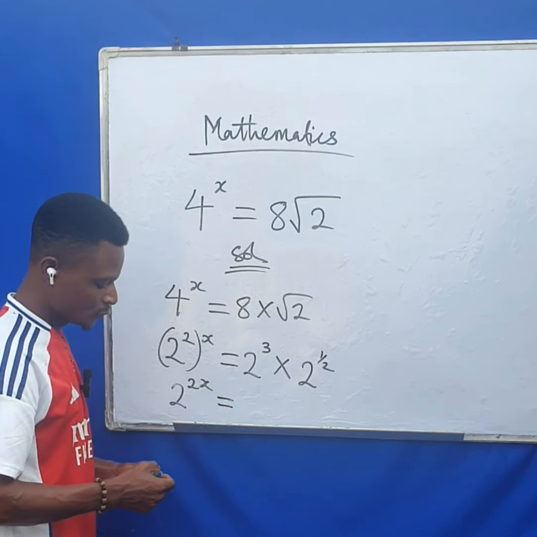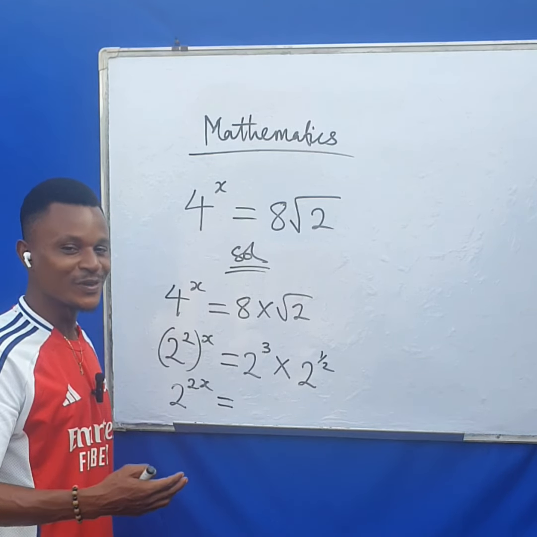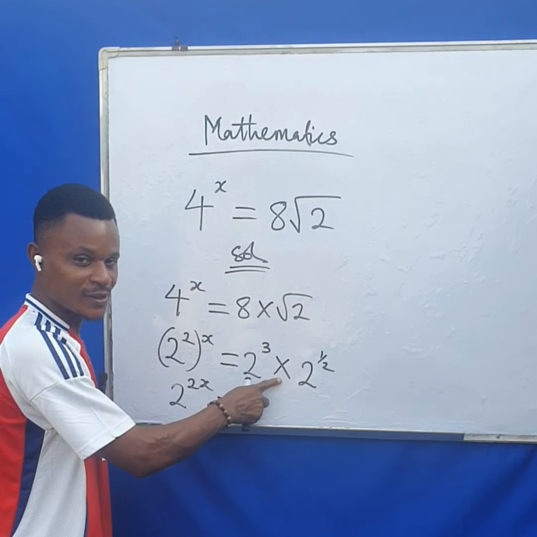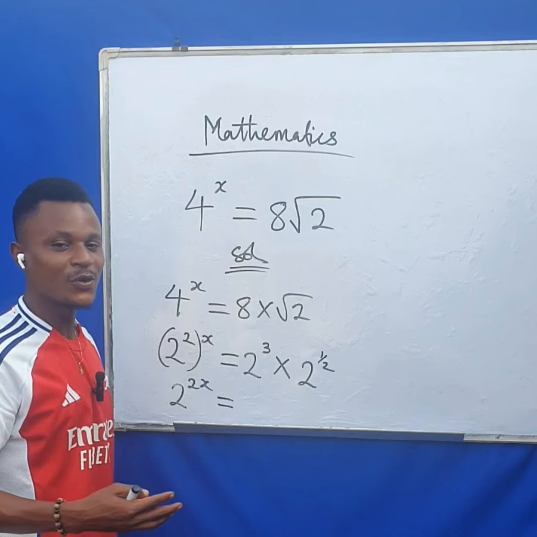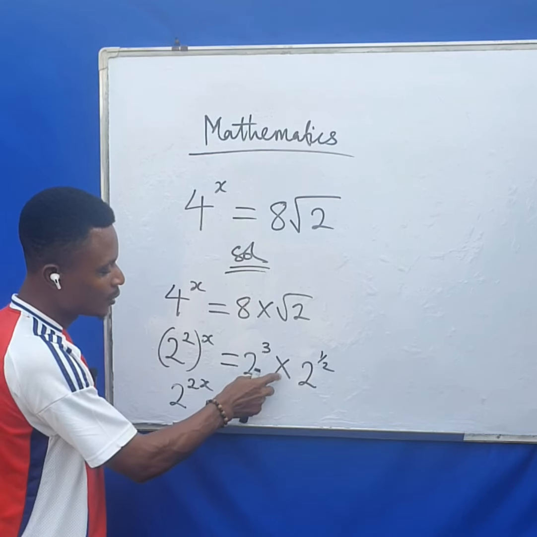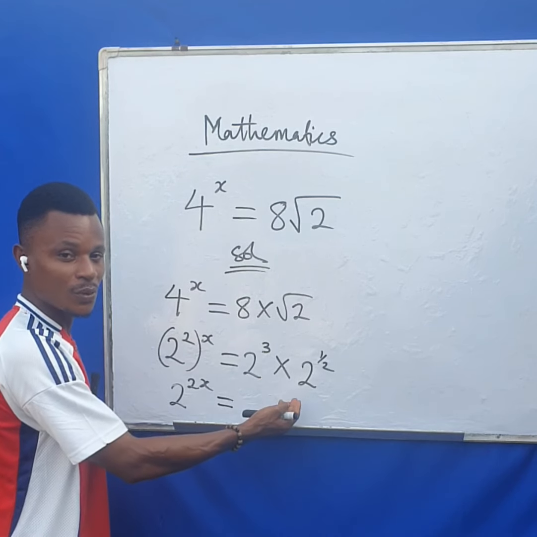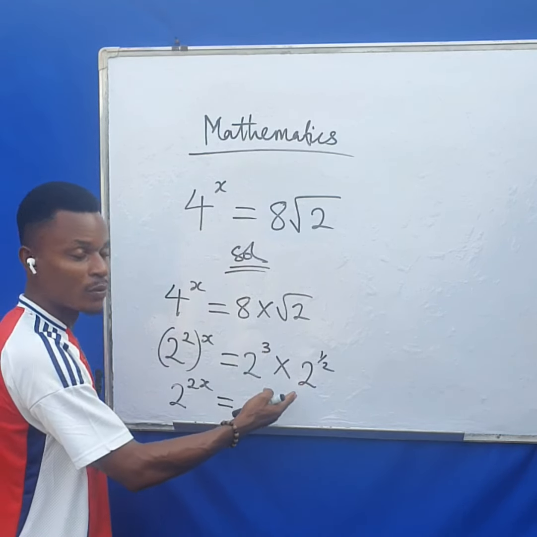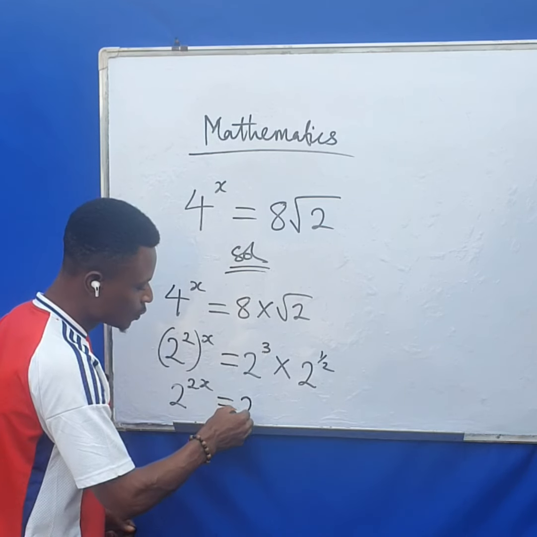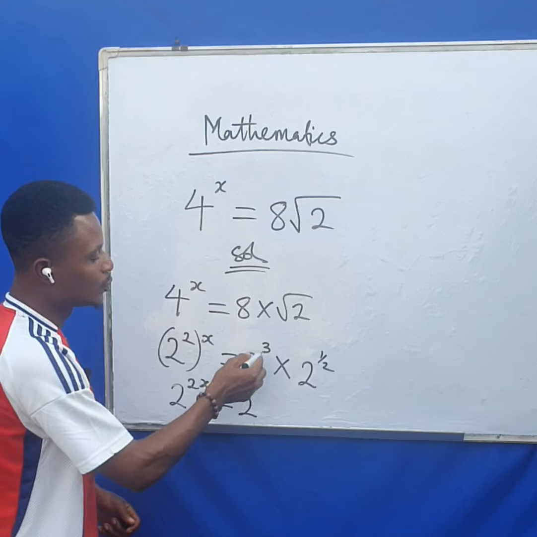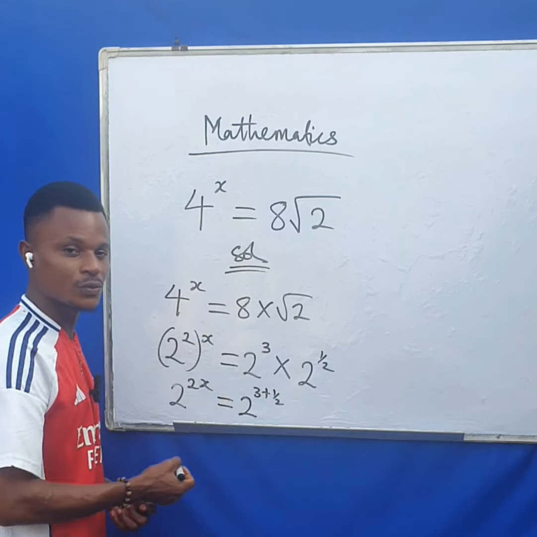Equal to, now for the right-hand side of the equation, we are going to apply the multiplication law of indices. Why? Because the bases are the same. According to the multiplication law of indices, anytime you're multiplying numbers with equal bases, see, we have base 2, we have base 2 here, so the bases are equal, you should simply pick one of the bases, which is 2, and then add the powers together: 3 plus this 1 over 2.